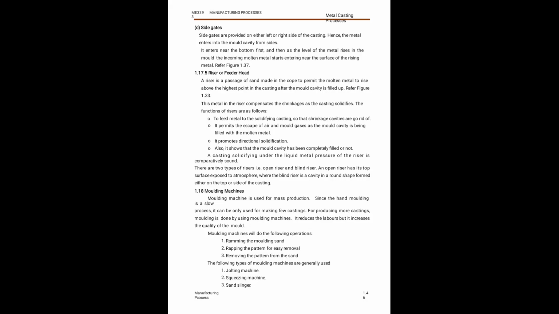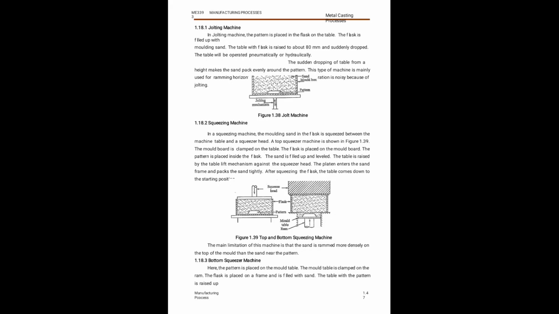The molding machine will do the following operations: ramming the molding sand, rapping the pattern for easy removal, and removing the pattern from the sand. The different types of molding machines are the jolting machine, squeezing machine and sand slinger. In the jolting machine, the table is lifted to a height of about 80 mm and then suddenly dropped, so the material gets rammed. It is a very short period of ramming. It produces the mold by a very fast method.